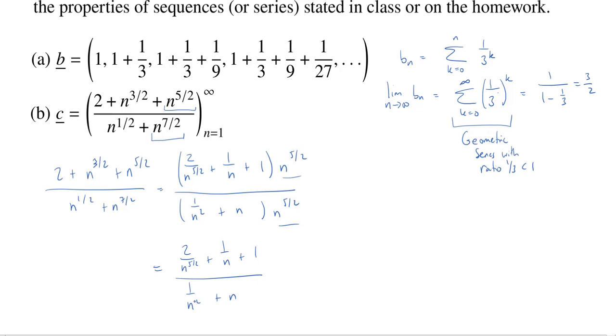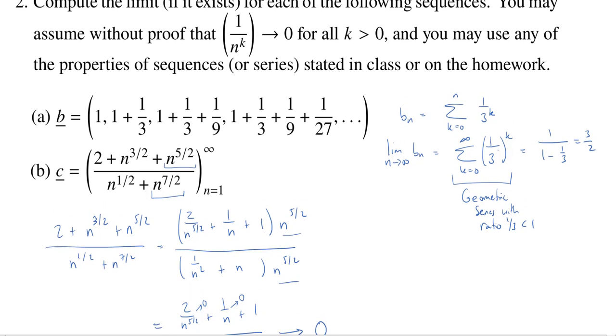Now, ultimately, I want the limit as n goes to infinity. Well, what happens? As n goes to infinity, 2 over n to the 5/2 is going to go to 0. 1 over n is going to go to 0. 1 over n squared is going to go to 0. So what's left over? I have this 1, that's just a constant. So this numerator is going to get closer to 0 plus 1, which is 1. And in the denominator, I have this piece going to 0 and n going to infinity. But if the fraction's numerator goes to a constant and the bottom is going to infinity, then this fraction is going to converge to 0.